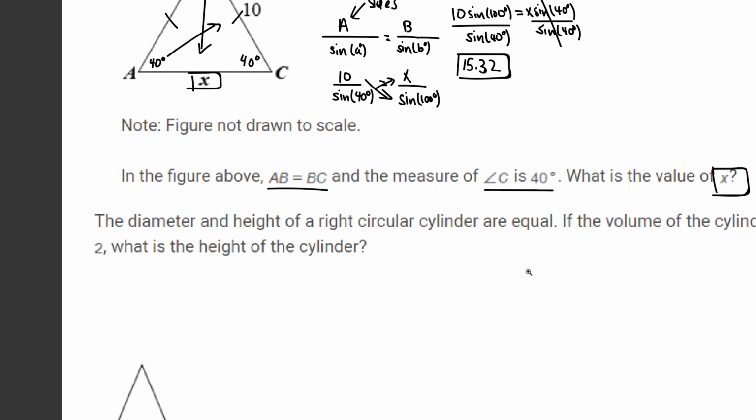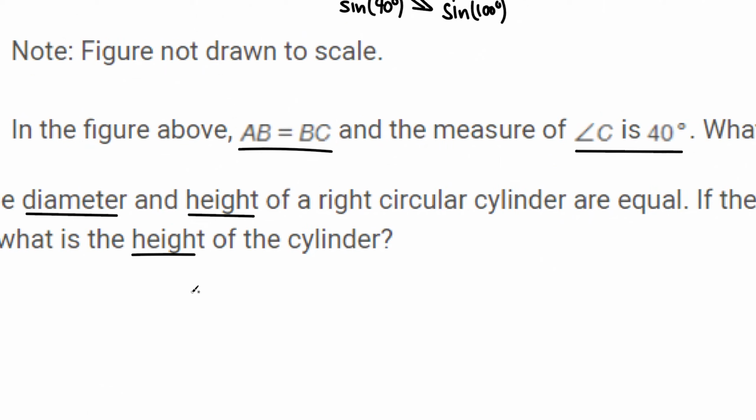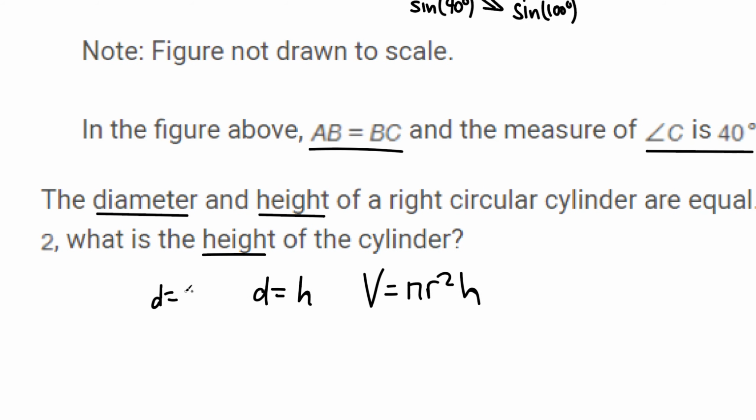Next, what we're going to do is set up relationships between diameter and height in order to find the height. So it says that diameter and height are going to be equal to each other, and the volume of a cylinder is going to be pi r squared h. And what is diameter in terms of r? D is going to be 2r. So r is going to be equal to d over 2. And since d is equal to h, we just plug that in over here. R is equal to h over 2.